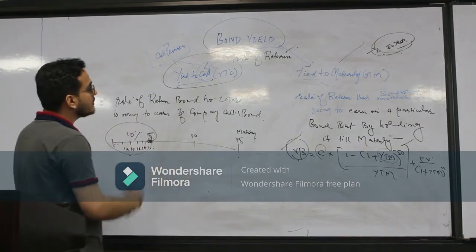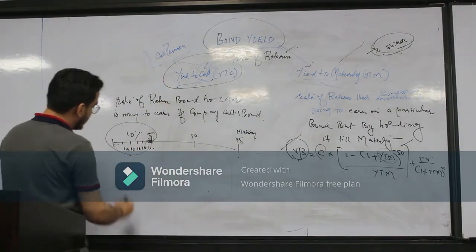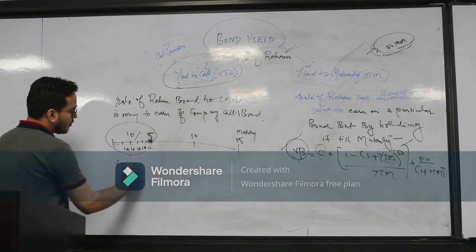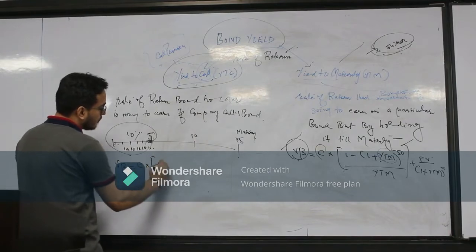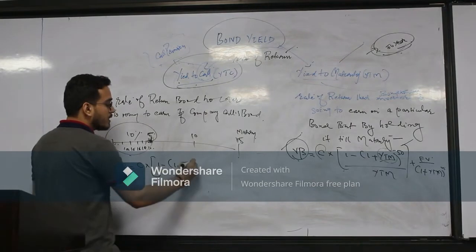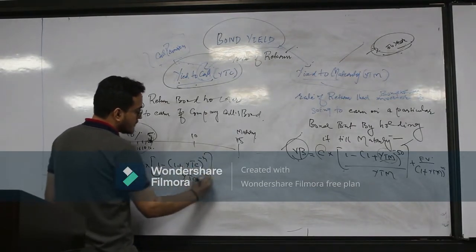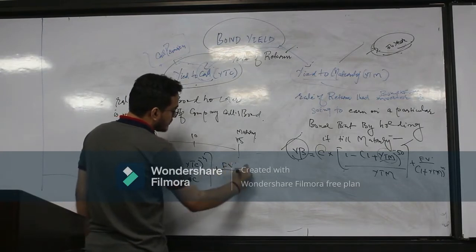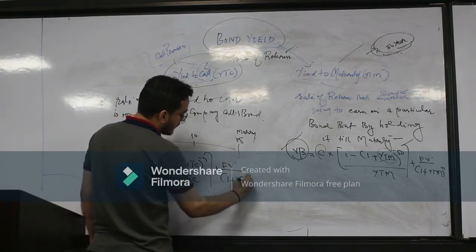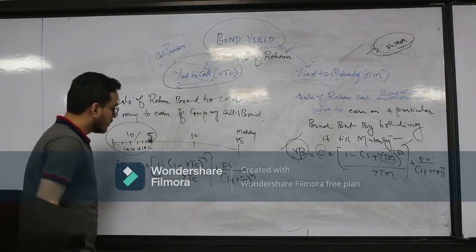How can we find the rate of yield to call? Again by using the same formula: value of a bond equals coupon into 1 minus 1 plus YTC to the power minus n upon YTC, plus face value upon 1 plus YTC to the power n. So this is how we can find the value of YTC.